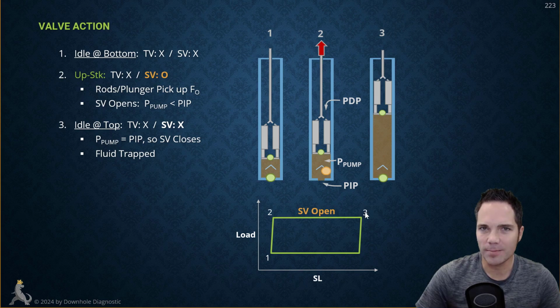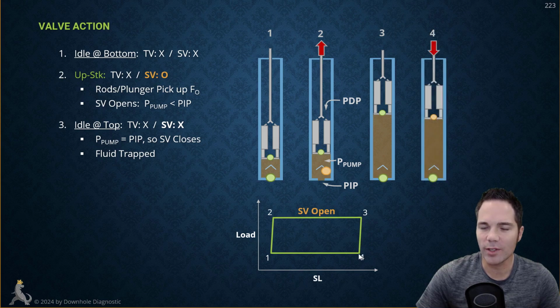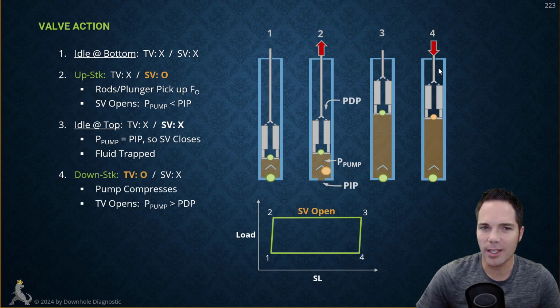So at point 3, we start to move down, or the plunger starts to move down, and it moves down just a little bit, and it's releasing the fluid load. That's represented by the height of this green card. And you can see right here at point 4, we've released the full fluid load. Once it moves just a hair more, all of a sudden the pressure in the pump chamber is going to be greater than the pump discharge pressure. At that particular point, the traveling valve is going to open. And so now we started the downstroke.